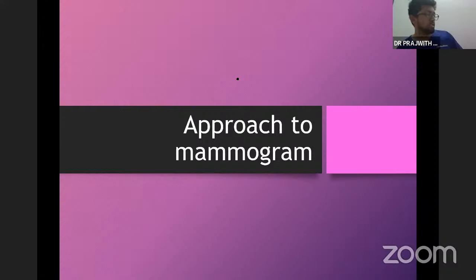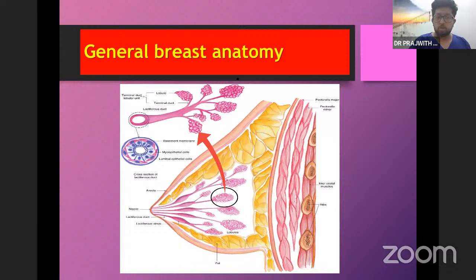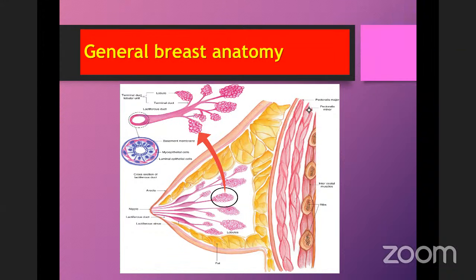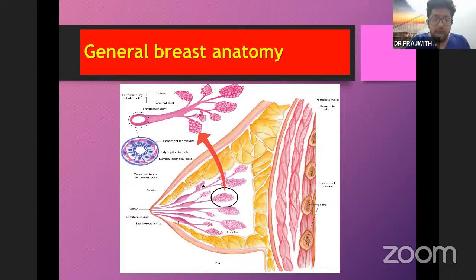So today I'm going to discuss an approach to mammogram. First, let's understand how a breast anatomy looks, what all the breast contains. Anteriorly, the breast is made up of skin, and posteriorly it is covered by the pectoral muscle. In between we have the breast, which is predominantly made up of fat, and in between we have the fibroglandular tissue. Now this is how the breast is made up.